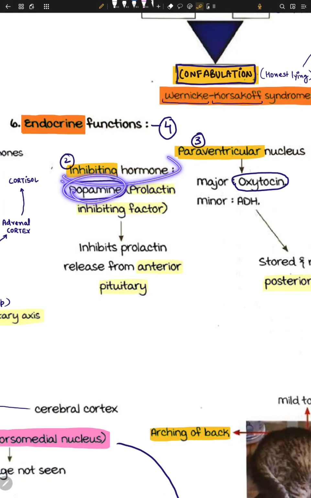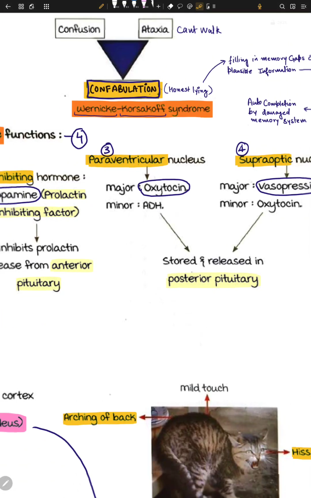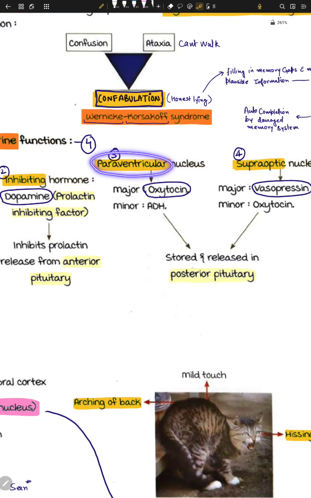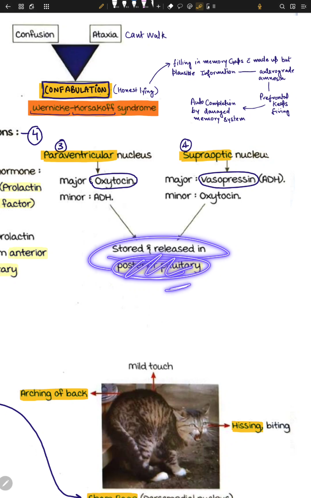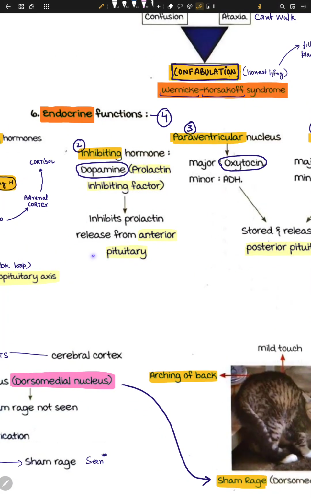Inhibiting hormones such as dopamine inhibit prolactin, because prolactin is really not high in volume, so you want to have brakes on your prolactin, and that's why you need dopamine. The other part is the paraventricular nucleus. The paraventricular nucleus majorly produces oxytocin and minorly produces ADH, and the supraoptic nucleus produces ADH and minorly produces oxytocin. Both of them are released in the posterior pituitary. That's very important. And this dopamine is released via the anterior pituitary.